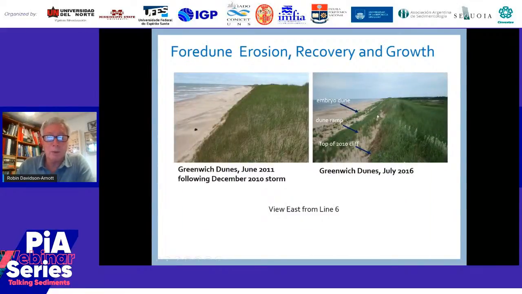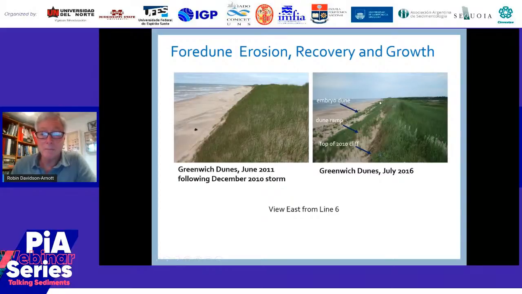Okay, so let's give some examples from our work here. This is the picture of the dune. This is taken from a camera system mounted on a mast above the dune. And this is in June of 2011 after the 2 big storms that I showed you. The beach is flat, there's no berm, the dune has been cliffed, and there's a very steep slope.